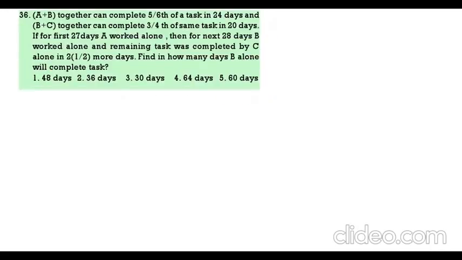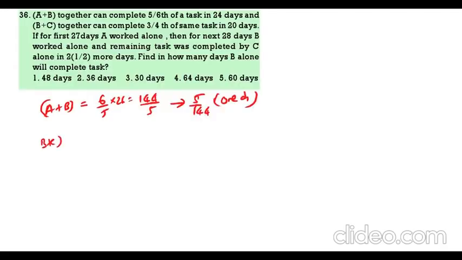Next. A plus B can do 5/6 of the work in 24 days. So 5 parts, 24. So total work means 6 by 5 into 24. So A plus B will do the work in 144 by 5 days. Their 1 day work will be 5 by 144. This is 1 day work. Then B plus C, they will do 3/4 of the work. So total work is done in how many days? 80 by 3. So their 1 day work is 3 by 80.